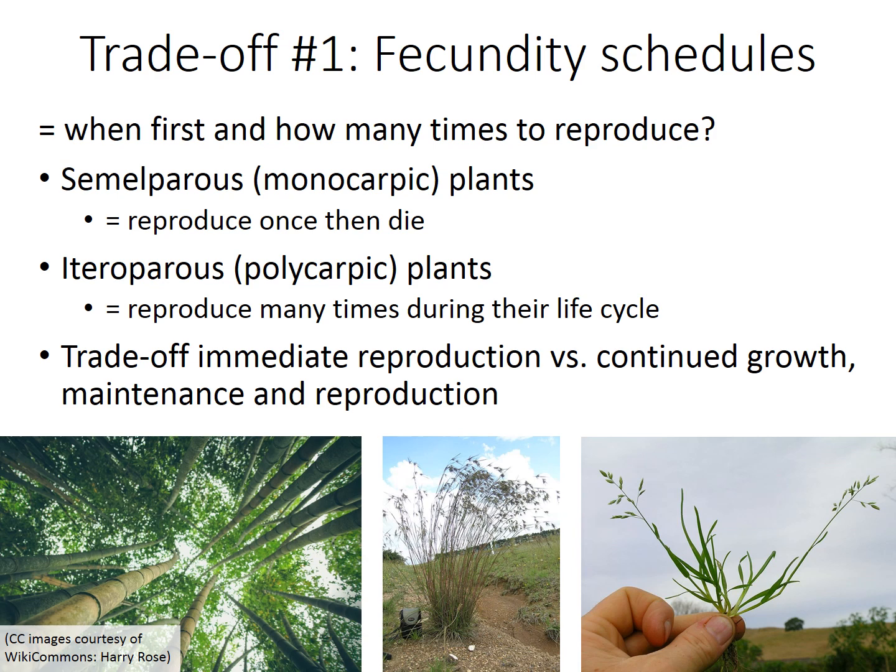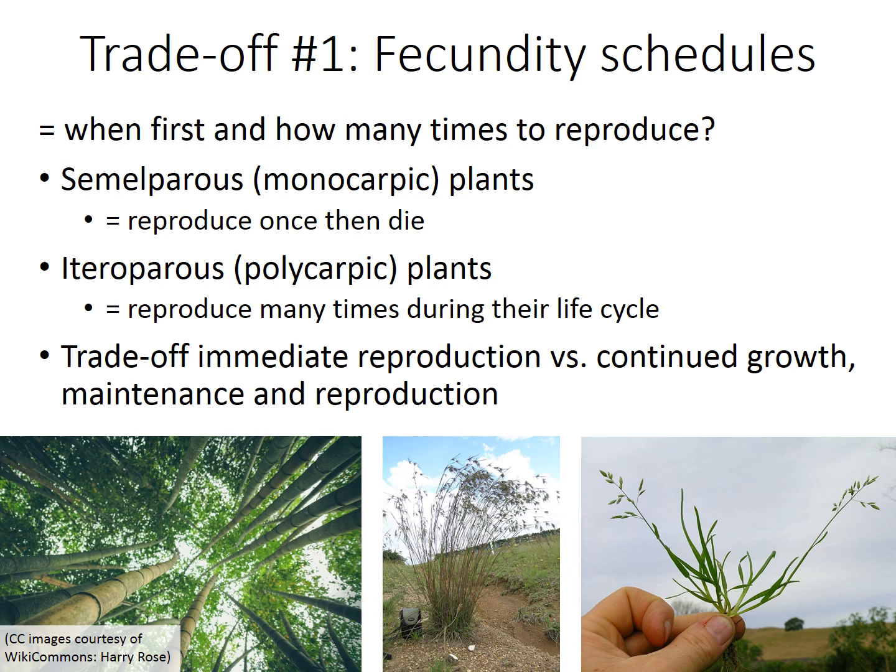Now, there are two strategies here. The first is semelparous plants, also called monocarpic, and that gives you a clue because mono means one. These are plants that reproduce only once and then die. The second strategy is shown by iteroparous or polycarpic plants. Again, poly meaning many, and carpic meaning fruit. These are species that reproduce many times during their life cycles. So this then is a trade-off between immediate reproduction versus continued growth, maintenance, and reproduction.